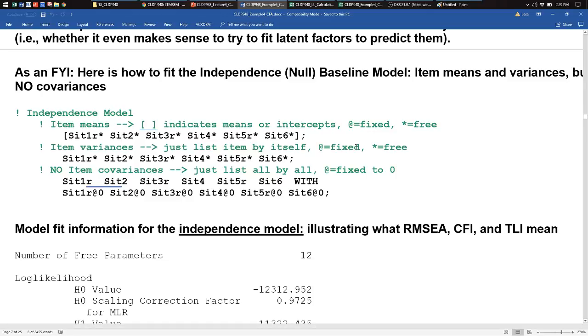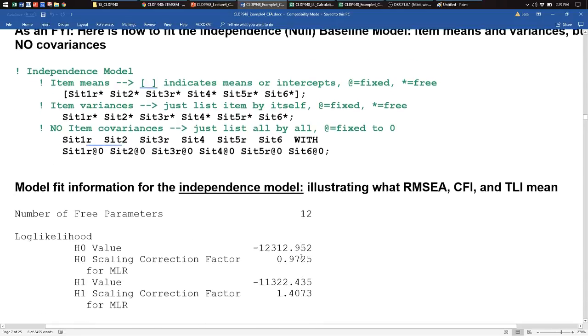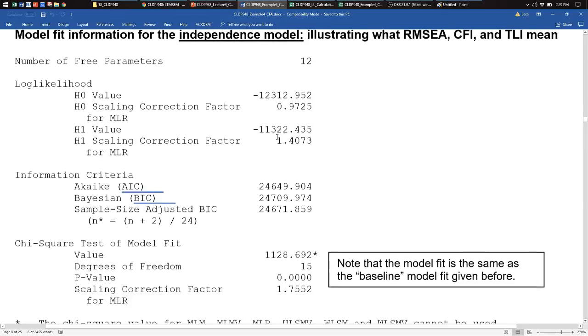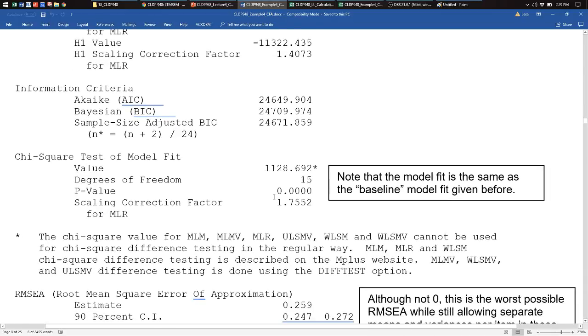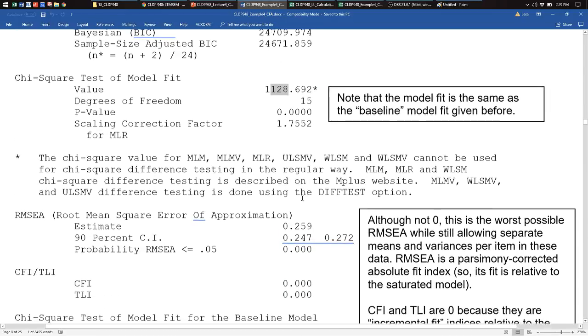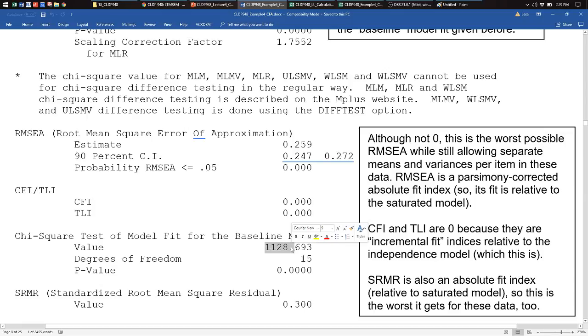So this is the worst possible model for comparison. Each item still gets its own intercept, its own mean and its own variance. But note I've shut off the covariances. The second line after the "with" is at 0 for every single one of them, meaning all the covariances are held to 0. So then the H0 model is the null model, and the chi-square test of model fit is 1128, which is the same thing that it is down here.